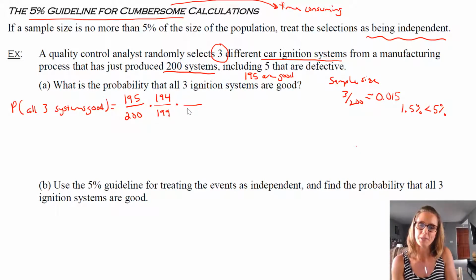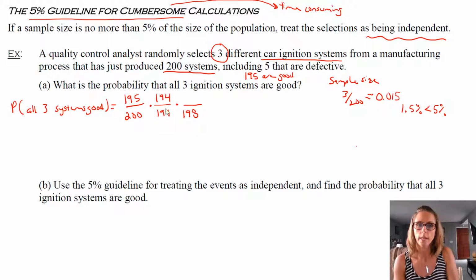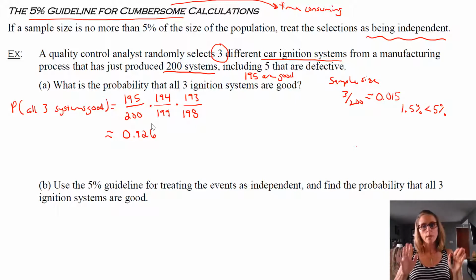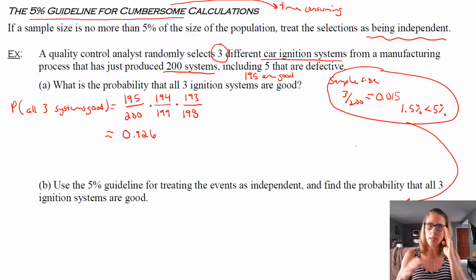So this is the probability that the second one is also good. So similar to the Jolly Rancher problem. And then we, at that point, take out another good one. We have 198 systems, and 193 of them are good. So these are some pretty big fractions. We do the math on it and we get 0.926. Now, the whole idea behind this guideline for cumbersome calculations is that as long as you have this situation, which we have right here, the sample size being small, I can treat the 3 ignition systems as the probability of getting them as independent.